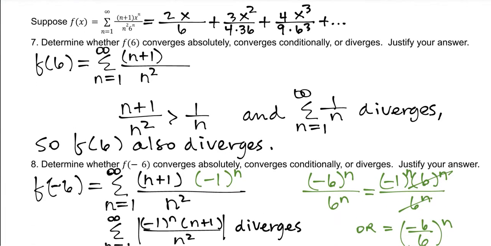All right. Now, if I want to take the derivative of that, I'm going to try to keep it in the frame. If I take the derivative of 2x over 6, I'm going to get 2 over 6, plus 6x over 4 times 36, and 4 times 3, I might leave it like that for a second because I'm thinking I'm going to simplify this. 9 times 6 to the third. Yeah, there should be ways I can simplify that. Okay, and then plus dot dot dot.